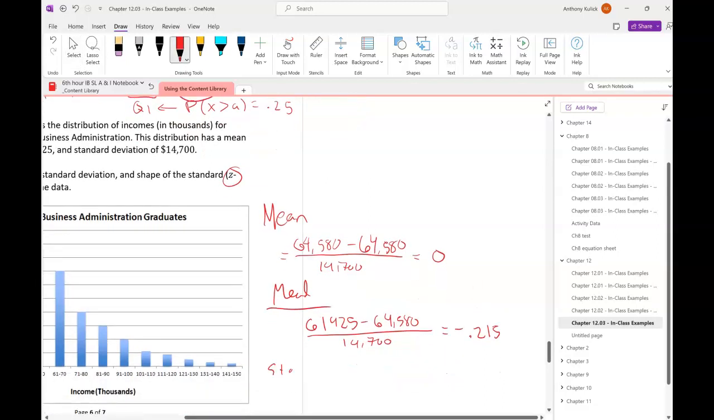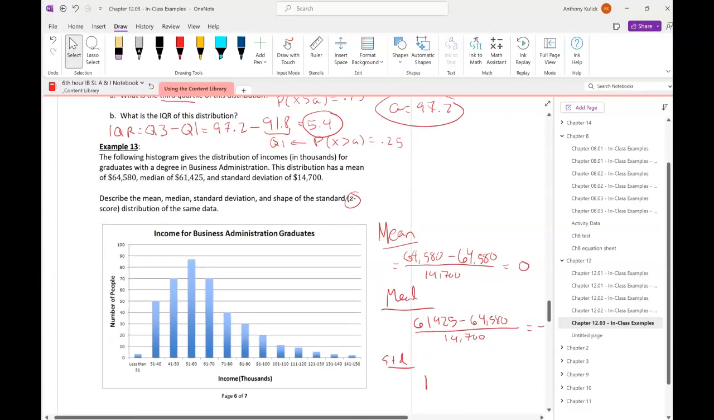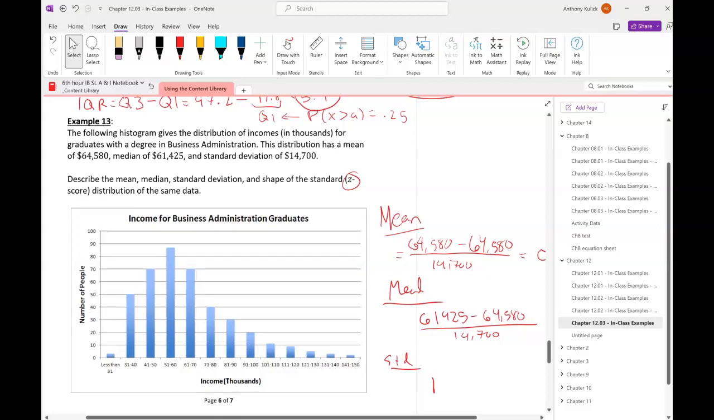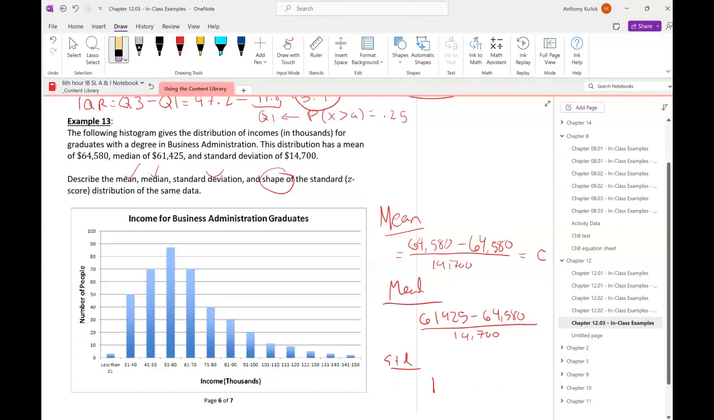Our new standard deviation. Well, what's the standard deviation for every standard normal distribution? It's just 1. Now, do you have to do anything to show that? You don't really have to. Just like the mean, you could have just written it down as 0 and just said standard normal. Always the case. All right, so we've done the mean, median, standard deviation. Now let's talk about the shape. If I do that same z-score translation to all the data in here, what's going to happen to the shape?